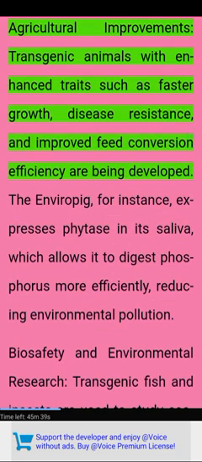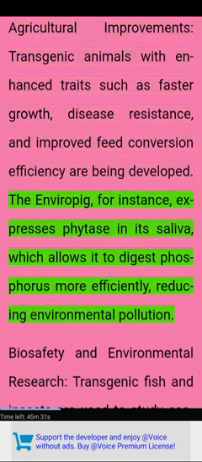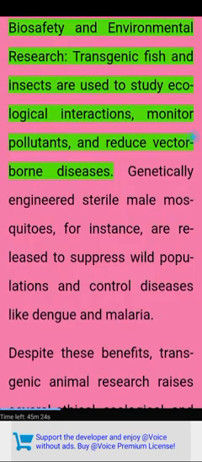Agricultural improvements. Transgenic animals with enhanced traits such as faster growth, disease resistance, and improved feed conversion efficiency are being developed. The EnviroPig, for instance, expresses phytase in its saliva, which allows it to digest phosphorus more efficiently, reducing environmental pollution. Biosafety and environmental research.